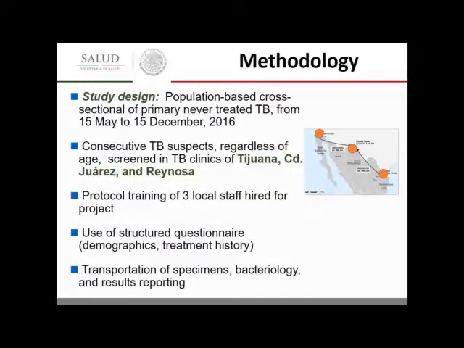We conducted a population-based cross-sectional study that enrolled, regardless of age, persons suspected of having primary never-treated tuberculosis in Tijuana, Ciudad Juárez, and Reynosa, from the 15th of May to the 15th of December 2016. We used locally hired staff who were trained on the use of a single questionnaire, on the collection and transportation of specimens, and on results reporting.